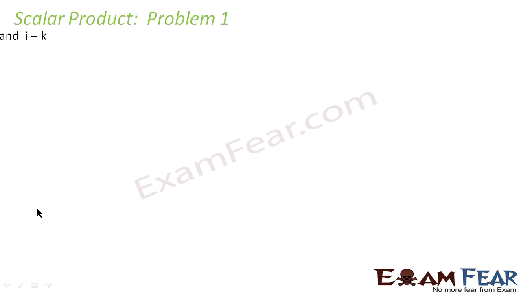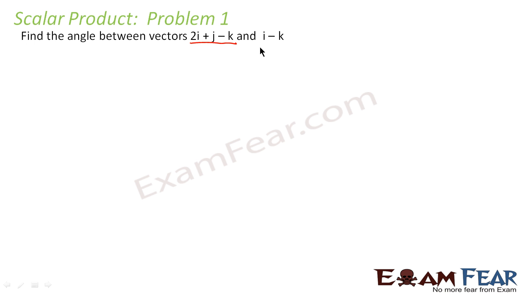Let us take the first problem. It says: find the angle between the vectors 2i plus j minus k and i minus k. Here we are given two vectors. Let us suppose A is one vector, 2i plus j minus k, and let us consider the other vector as B, given as i minus k. We have to find the angle between the two vectors, that means we have to find theta.